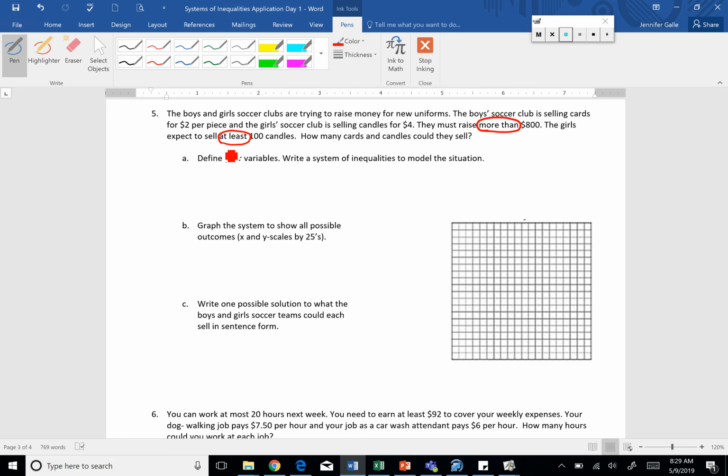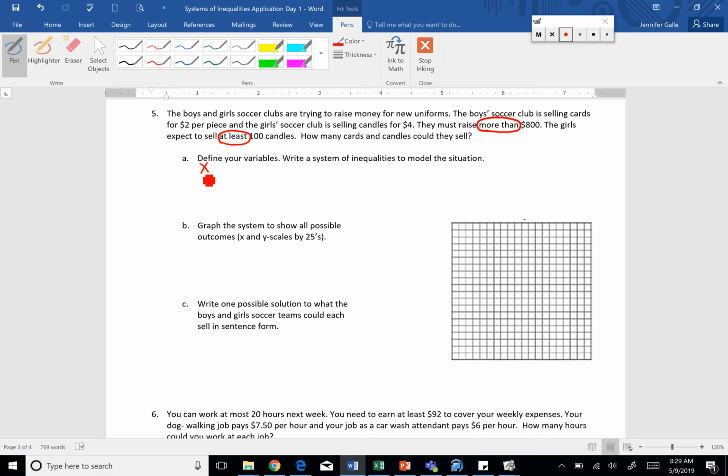There's a lot of dollar amounts that are more than $800. There's a lot of amounts of candle sales that are at least 100. Lots to go on. So let's start at the very beginning. Let's define our variables. Since those key phrases tell us it's going to be inequalities, whenever I have an inequality, I have to graph to find the solutions. We don't have the substitution or elimination option. We've got to graph. So since we're graphing, I like to use X and Y.